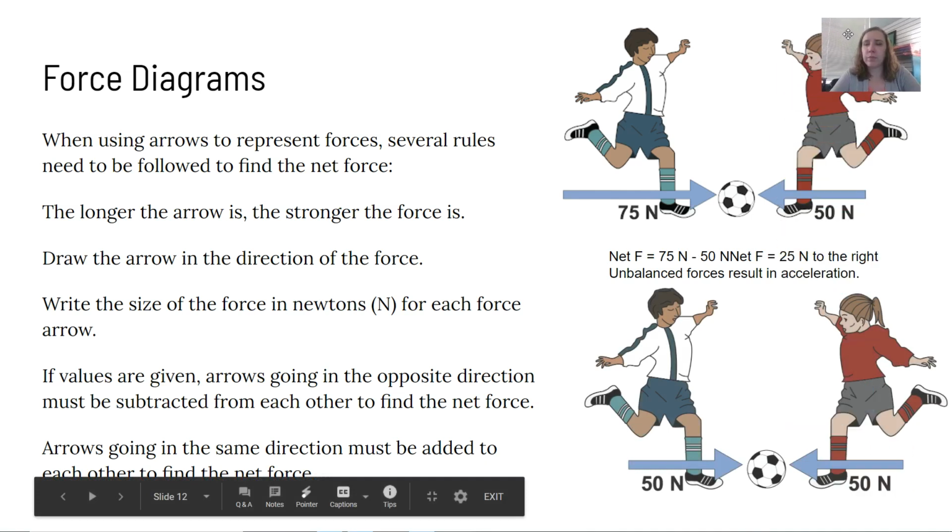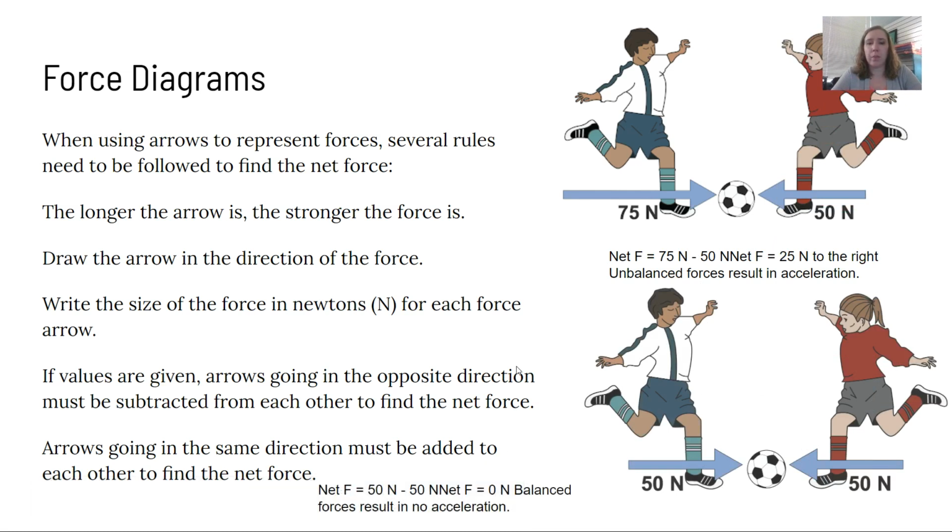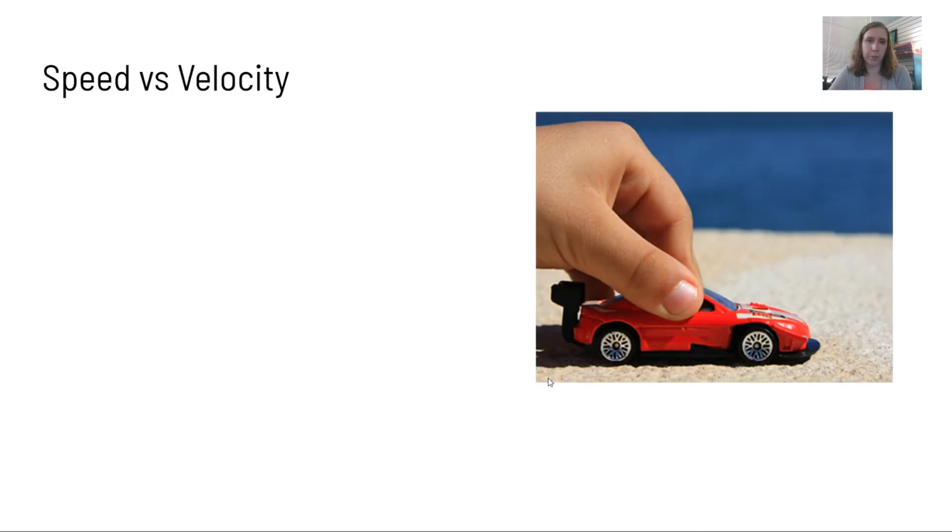Okay. Another example, if they're both applying a force of 50 newtons, then the forces are balanced. So 50 newtons minus 50 newtons results in a net force of 0. So balanced forces result in no acceleration. The soccer ball will not move.